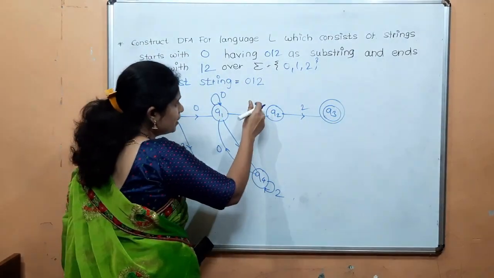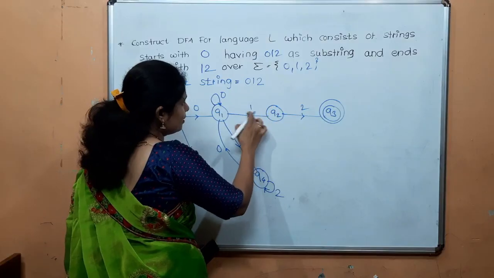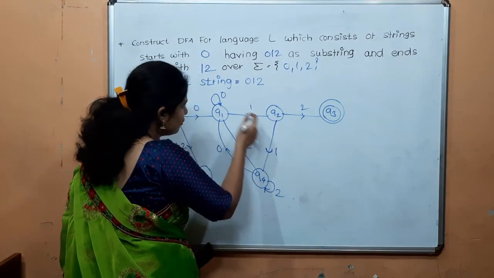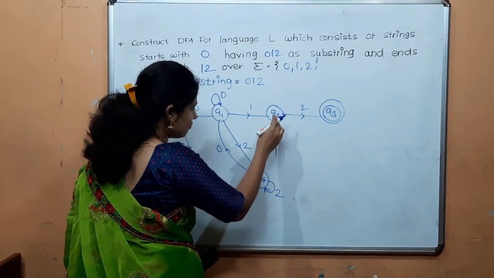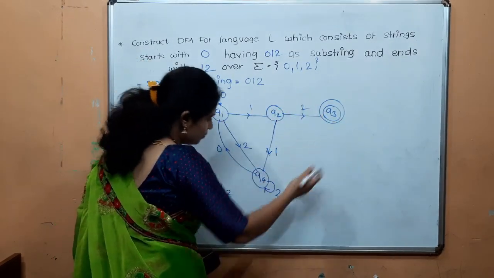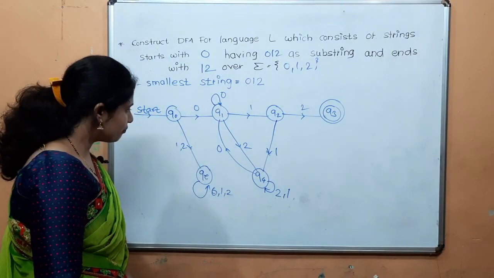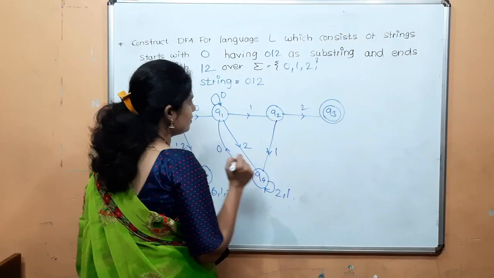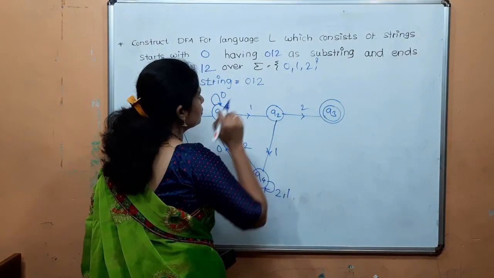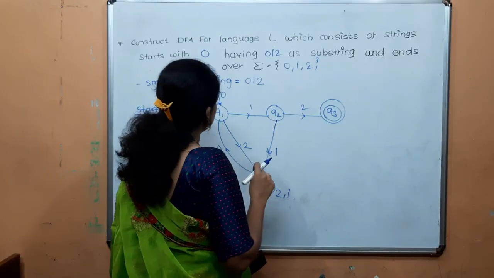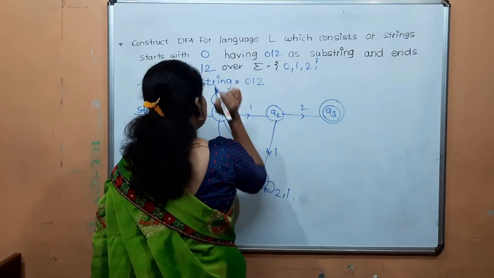So what can I do? Here, if after this 1 occurs, then here we can give the 1 because it is also having part. Okay, now see here 1, 0, 1, 2. So here we can give the self loop of a 2, 1. Okay, now see here, after this 2, the condition is that ends with 1, 2.